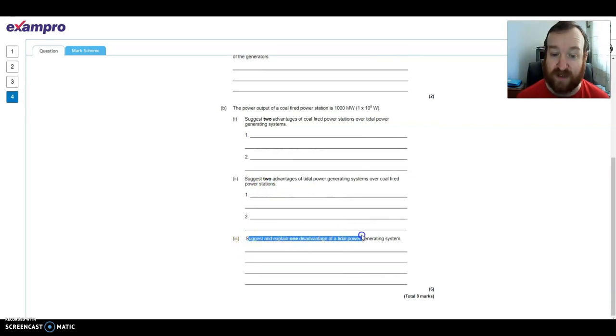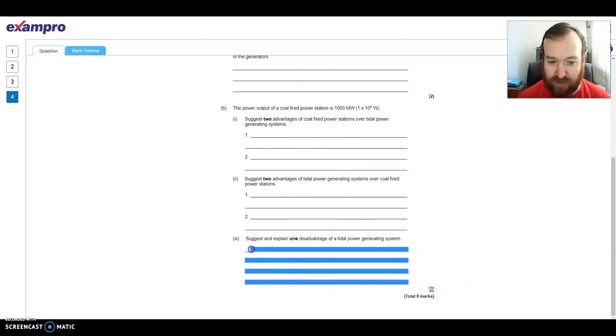So give 1 disadvantage of tidal. Suggest and explain 1 disadvantage of a tidal generating system. You're only going to get a certain amount during the day. There's going to be peaks and troughs in terms of, well, that's a 6-mark question. That's only got 3 lines. This is tough. This is a difficult question, actually.